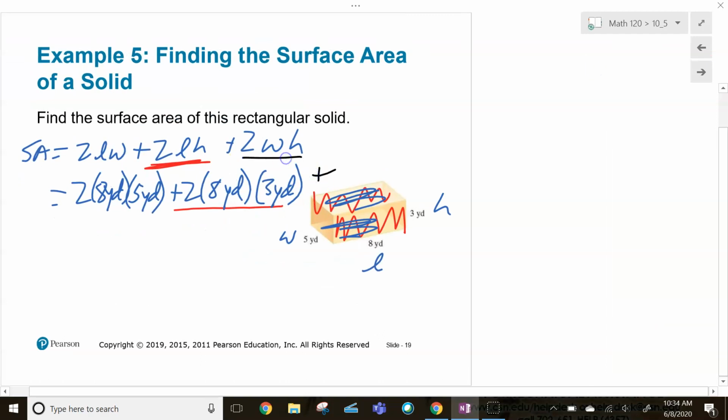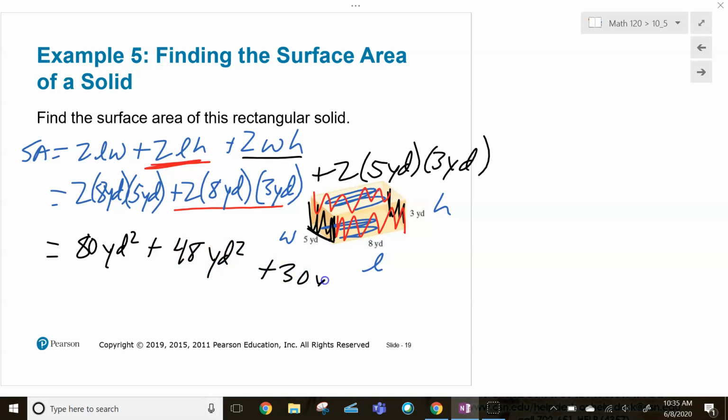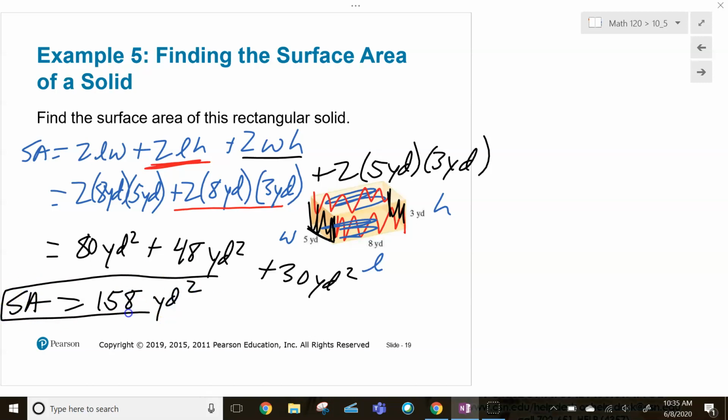Let's do one more here. 2 times the width and the height. So the width times the height. So that's the left and the right. So 2 times 5 yards times 3 yards. All right, so we got, let's see, that ends up being what, 80 square yards. We got what, 48 square yards. Over here we got 30 square yards. So 80 plus 48 plus 30, 58 square yards is our surface area.